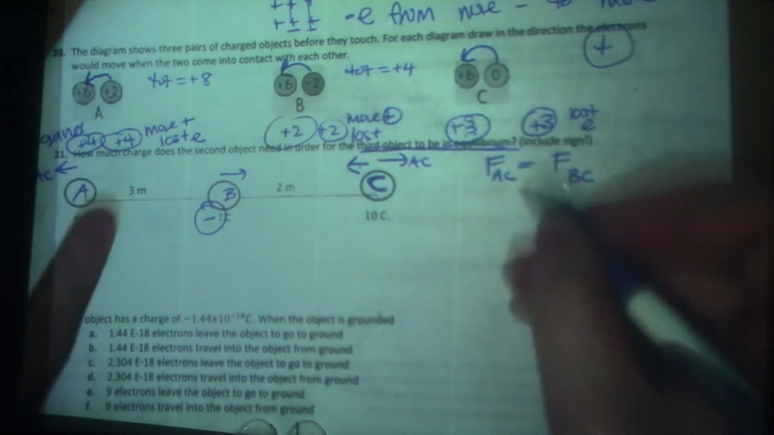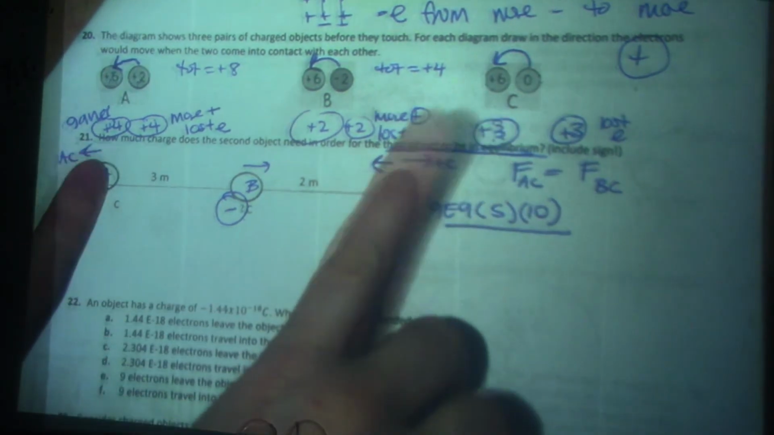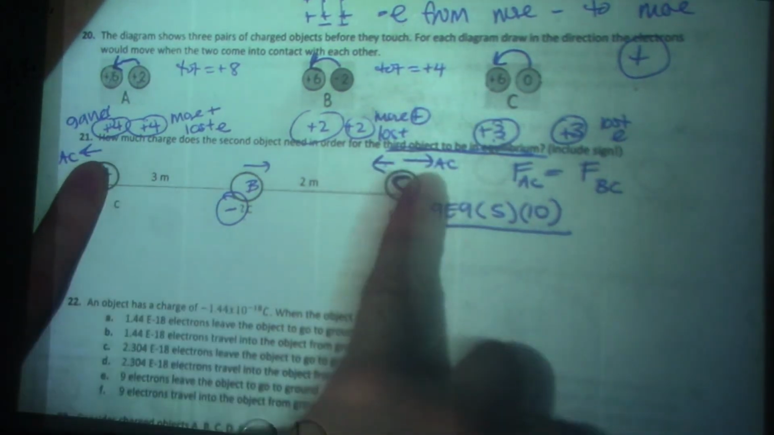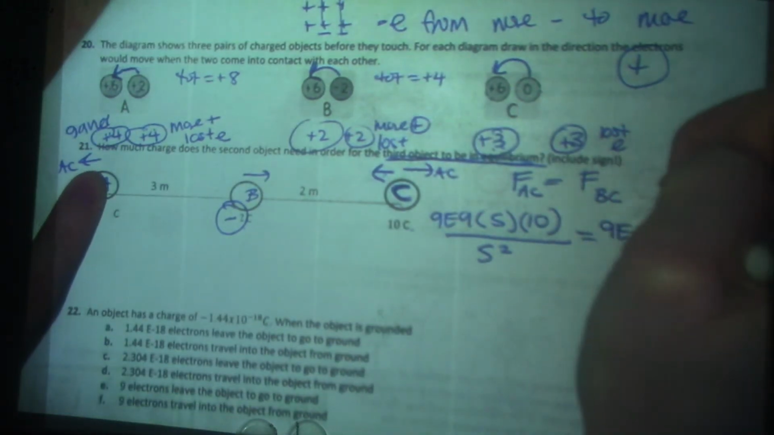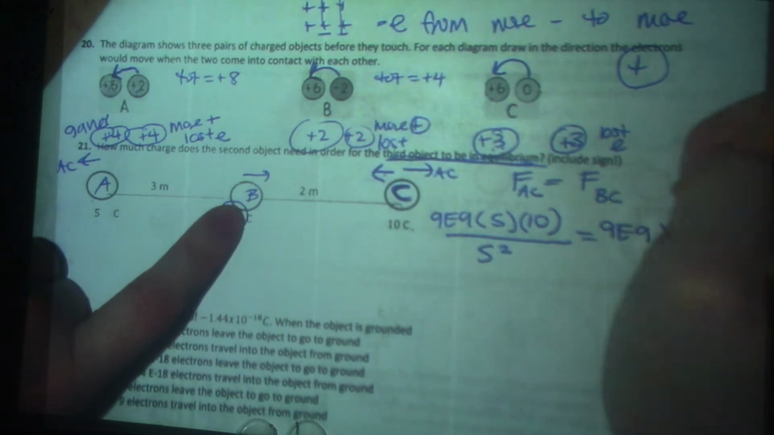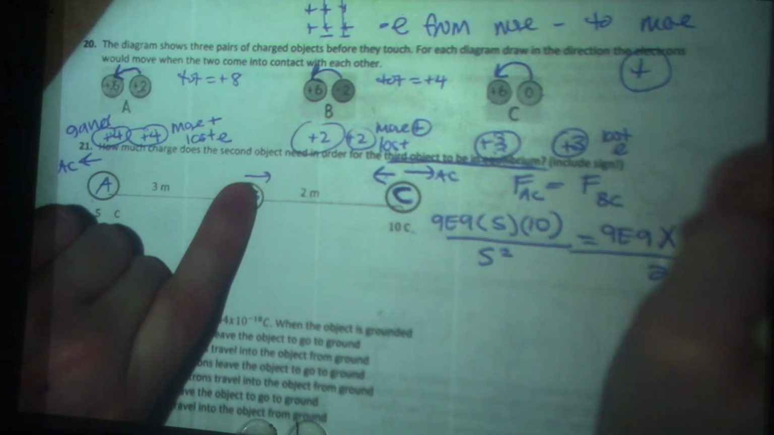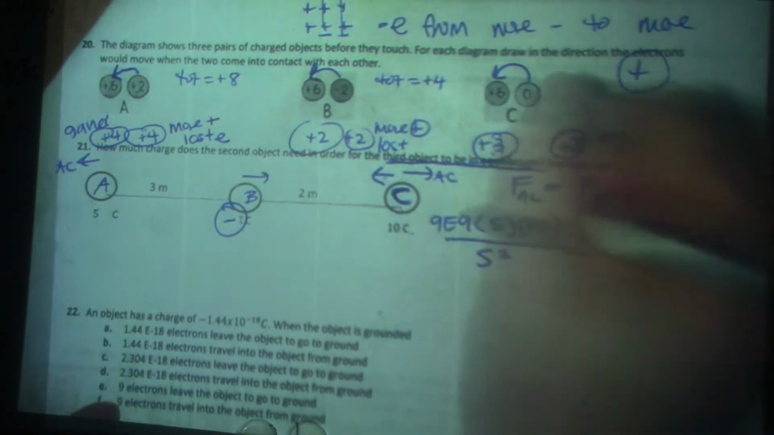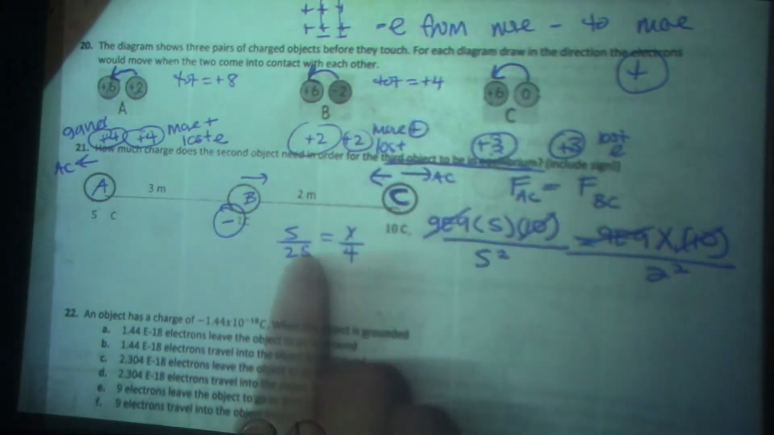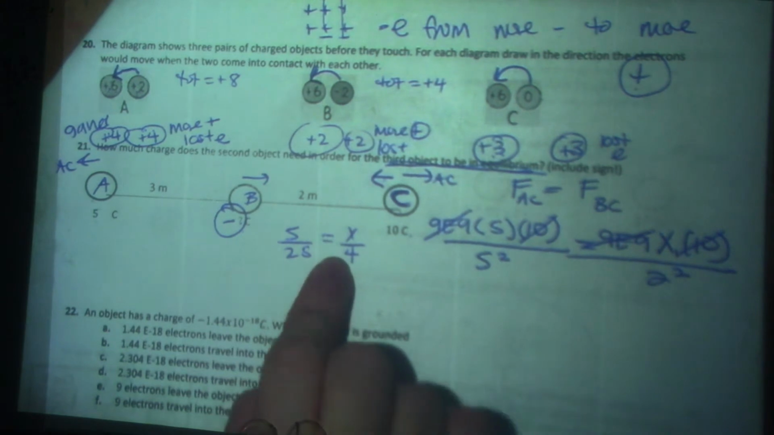Now we set our forces equal. So this is going to be K, the 9 times 10 to the 9, times 5. C was 10, over the whole distance from A to C squared. 3 meters and 2 meters is a distance of 5 meters squared. And then that's equal to K, charge of B, which we don't know, let's call it X, times charge of C, 10, divided by their distance squared, so 2 squared. Cross off the K, you can cross off the 10, you've got 5 over 25 equals X over 4, because 5 squared is 25 and 2 squared is 4.